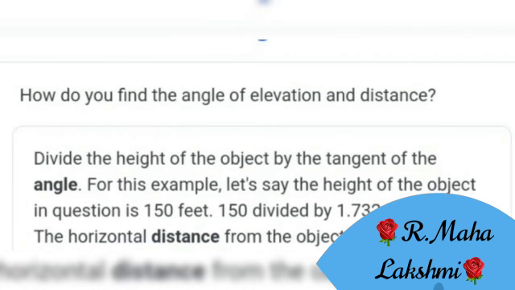How do you find the angle of elevation and distance? Divide the height of the object by the tangent of the angle. For this example, let's say the height of the object in question is 150 feet. 150 divided by 1.732 is 86.603. The horizontal distance from the object is 86.603 feet.